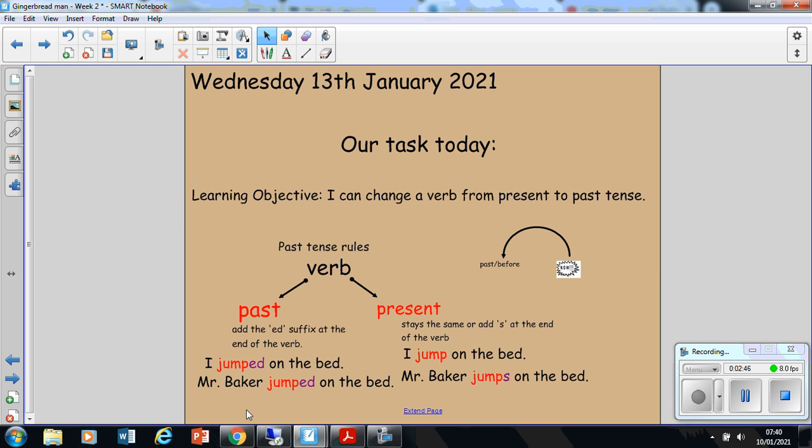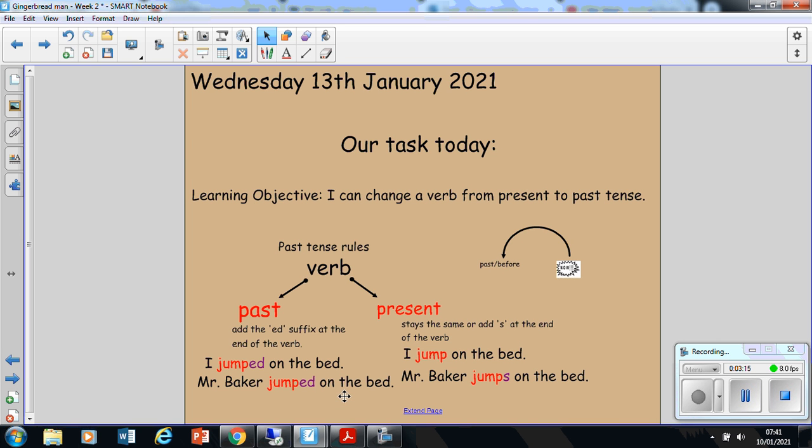Now some of you might read this as I jumped on the bed. We don't say jumped with a separate ed sound, we say jumped. We just swallow that E up and we just go jumped. All right, so I jumped on the bed. Mr. Baker jumped on the bed. We don't say jumped, even though there's that E there. We just say it super quick, jumped.